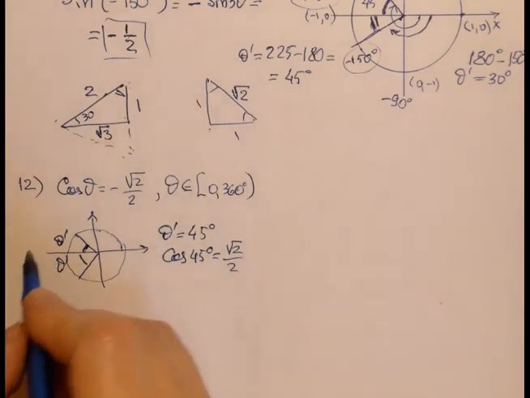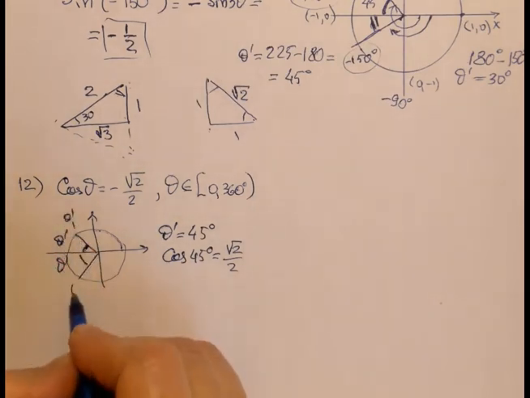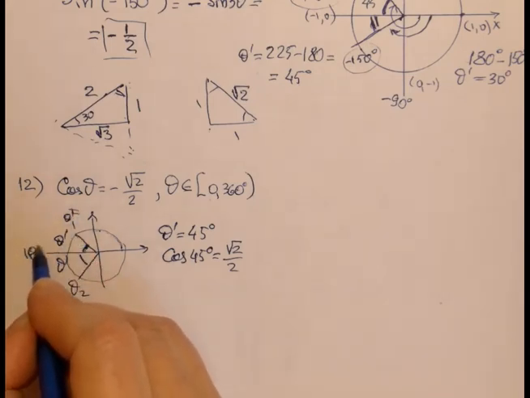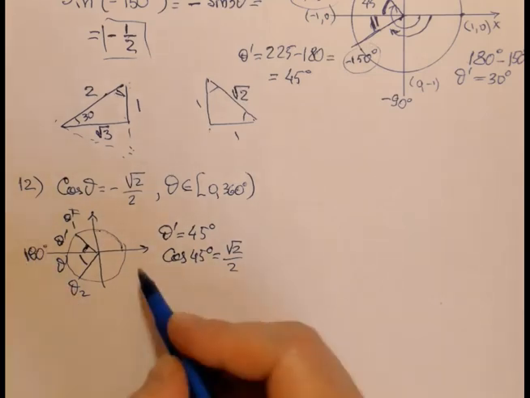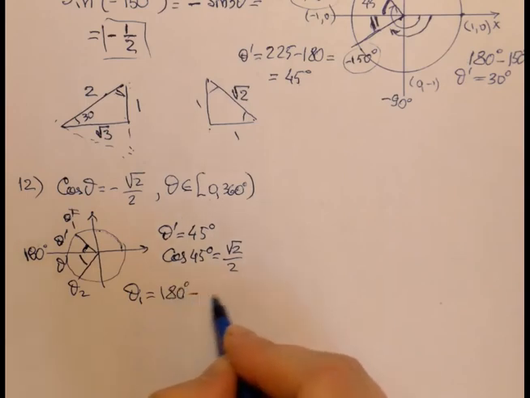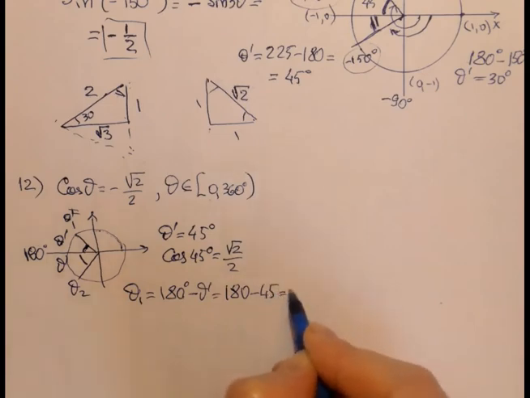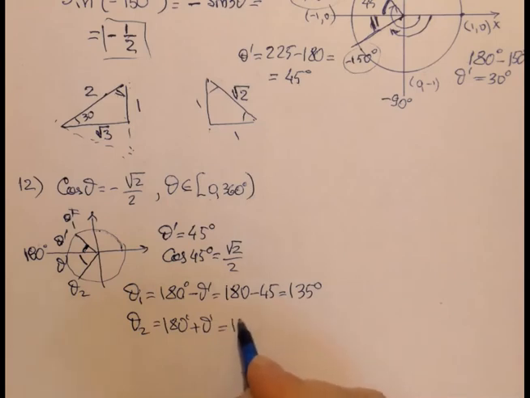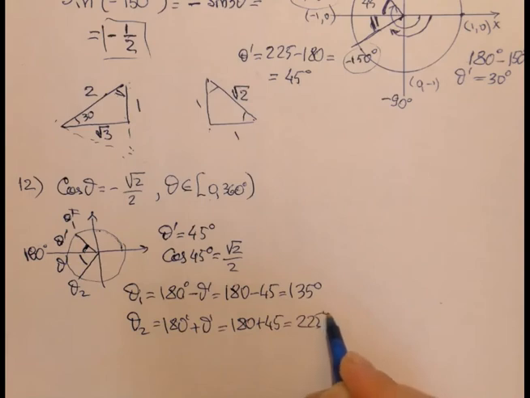Now let us find both theta 1 and theta 2. In the middle we have a straight angle, 180 degrees. The first solution can be found as 180 minus theta prime, or 180 minus 45, 135 degrees. And the second solution can be found as 180 plus theta prime, 180 plus 45, or 225 degrees.